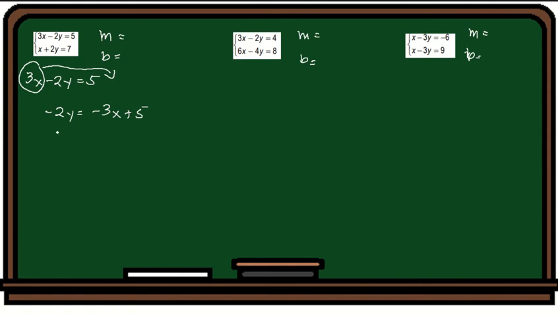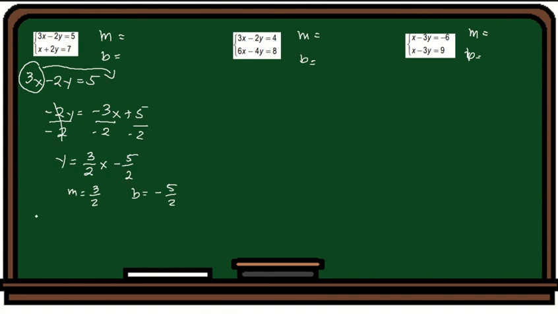So, we will divide this by negative 2 to eliminate the negative 2 and leave only y. So, divide negative 3x divided by negative 2. This is positive 3 over 2x. And 5 divided by negative 2 will be negative 5 over 2. So, our m here will be 3 over 2. And our b, for equation 1 pa lang, we have negative 5 over 2.